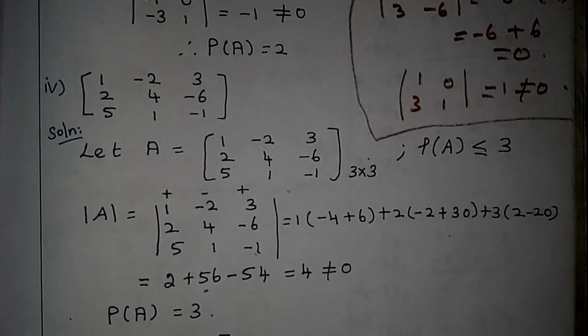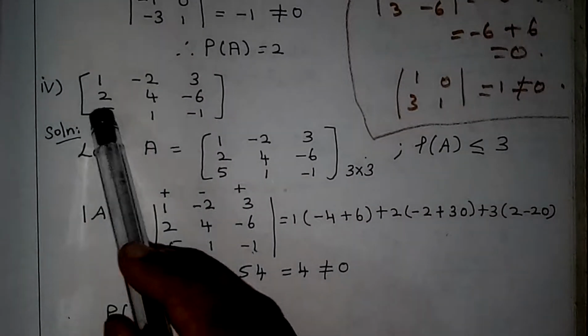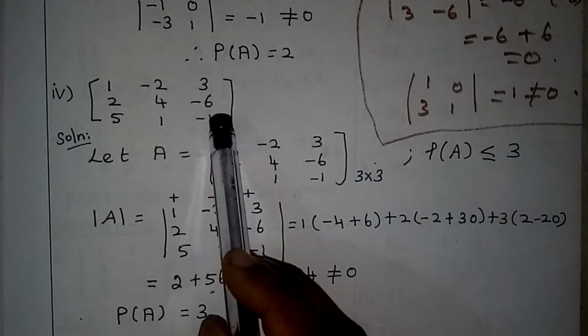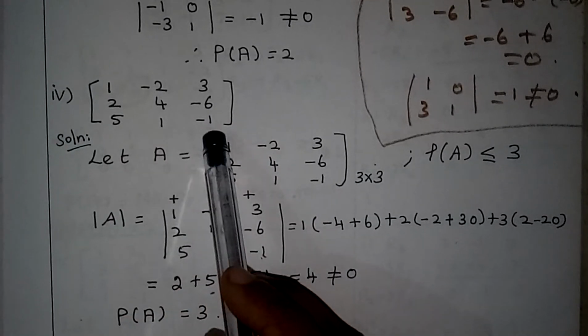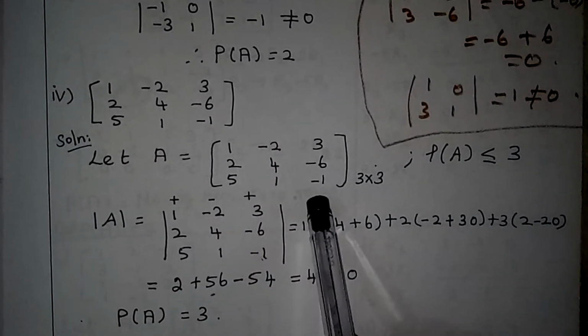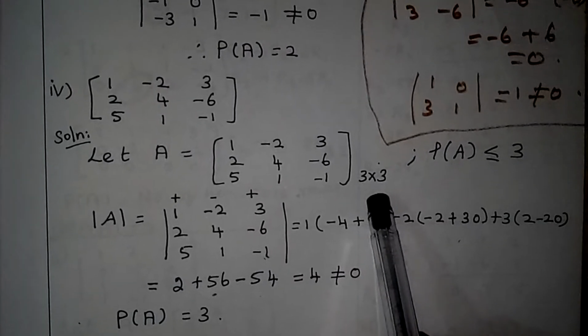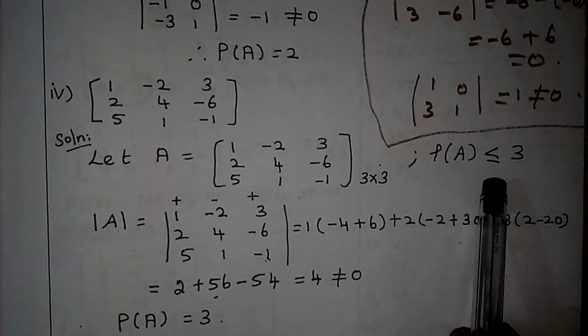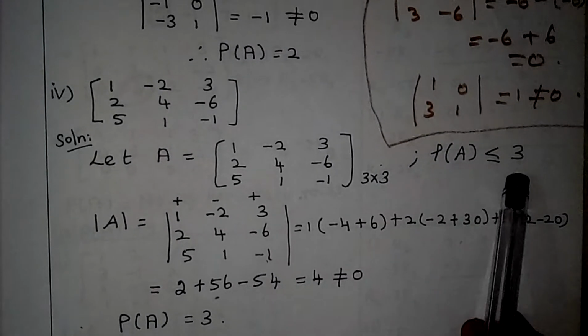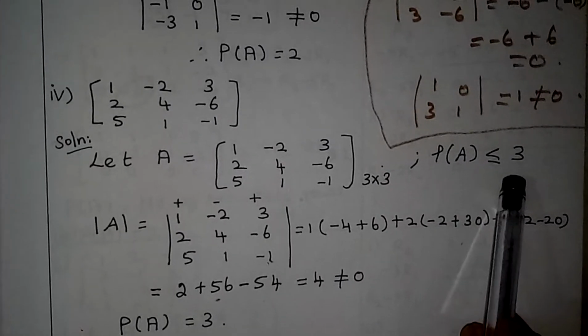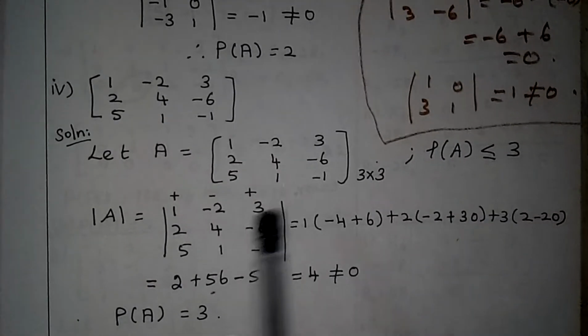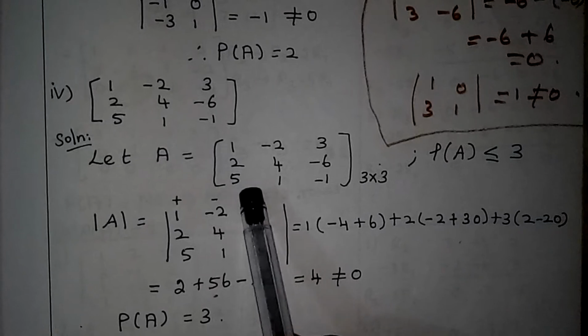So here the given matrix is 1 minus 2 3, 2 4 minus 6, 5 1 minus 1. So let A equal to this matrix. It is a 3 by 3 matrix. So the rank of A is less than or equal to the minimum of this, which means 3. So first we have to check whether the rank is equal to 3. So take the determinant of this matrix.